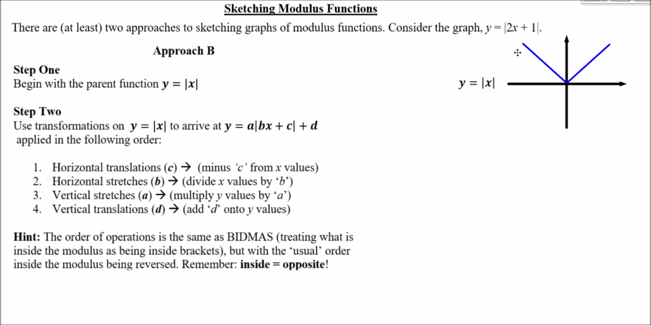So our v is going to move 1 to the left, like this. So now we have y equals the mod of x plus 1. So this here is going to be at minus 1, and this y-axis intercept will be positive 1.